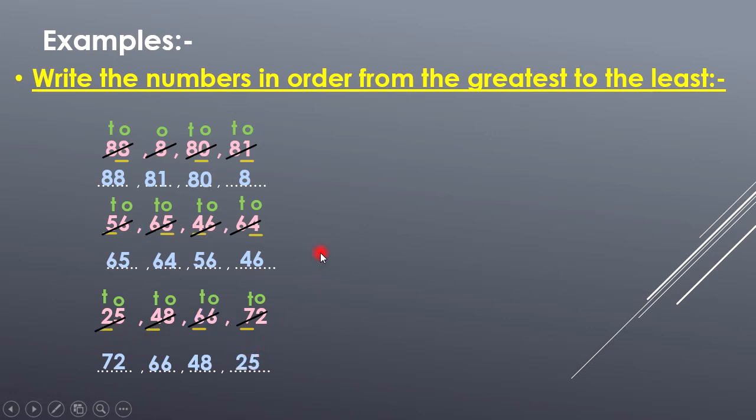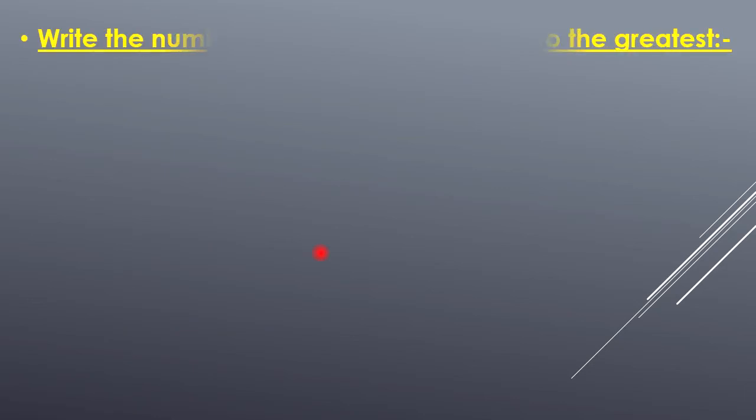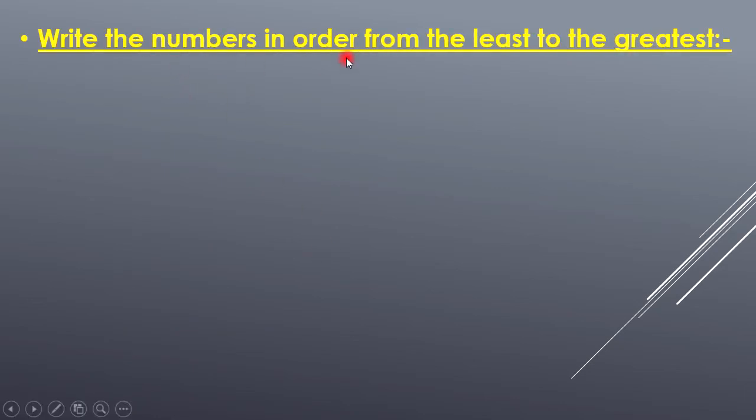Let's complete our examples. Write the numbers in order from the least to the greatest. That means I order numbers from the smallest number to the greatest number, or we can say ascending order. Here I have 43, 40, 45, and 4. We should put the homes.